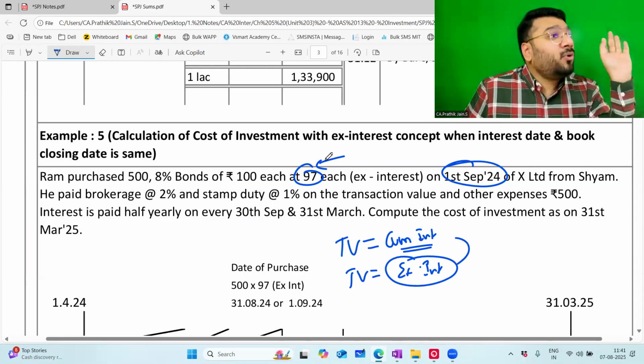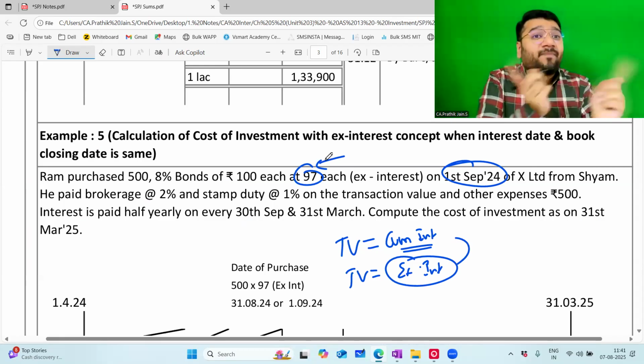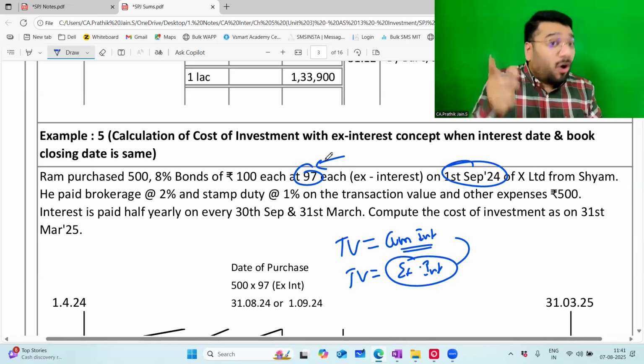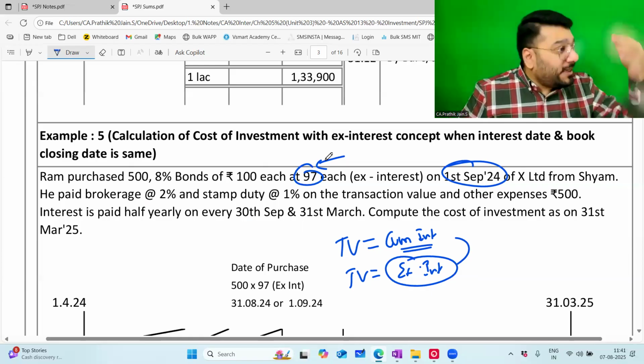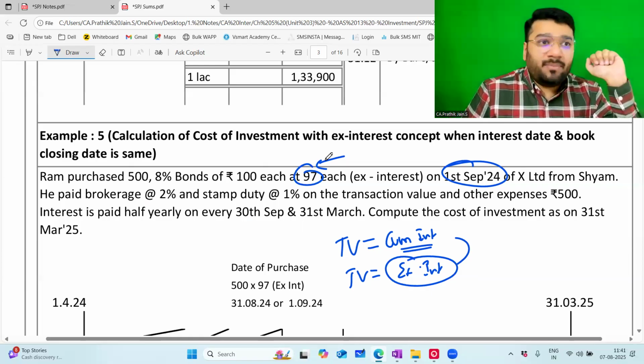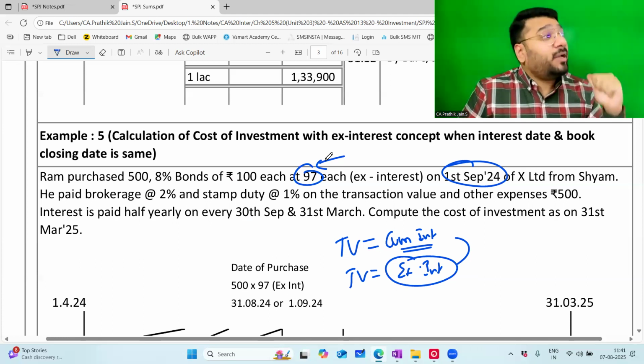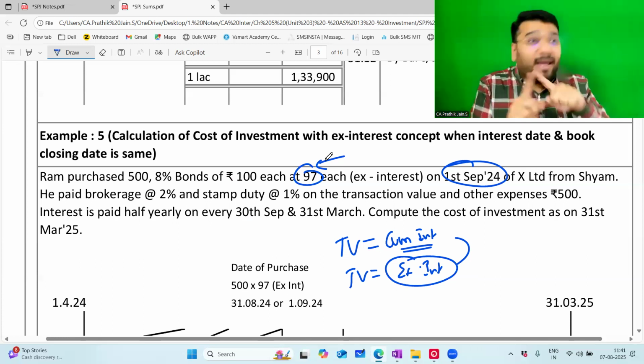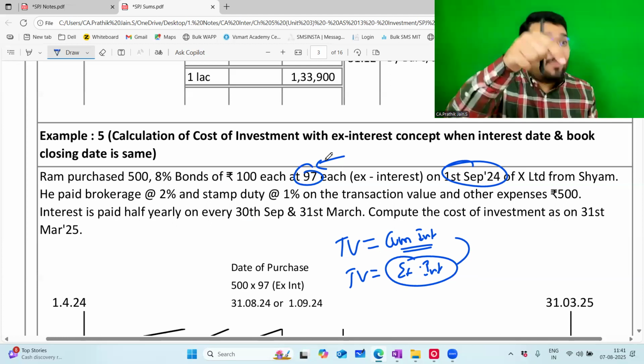According to the broker, what was the money exchanged? If the value exchange is cum interest, on that value he wants the commission. You go to any land broker and ask, you want 1% commission? No. That 1% on what should I calculate? Ask him. He will tell you: the money the buyer paid to the seller. On that money, I want it.